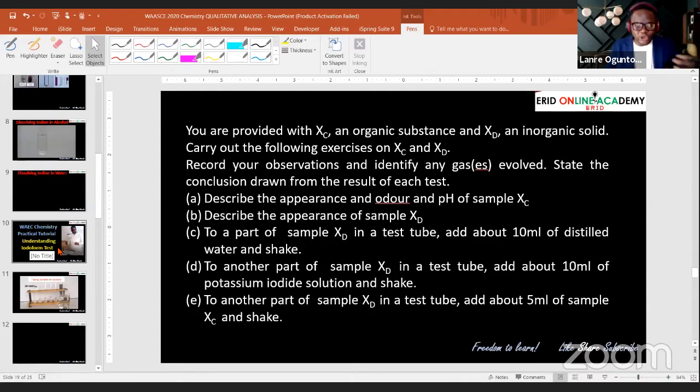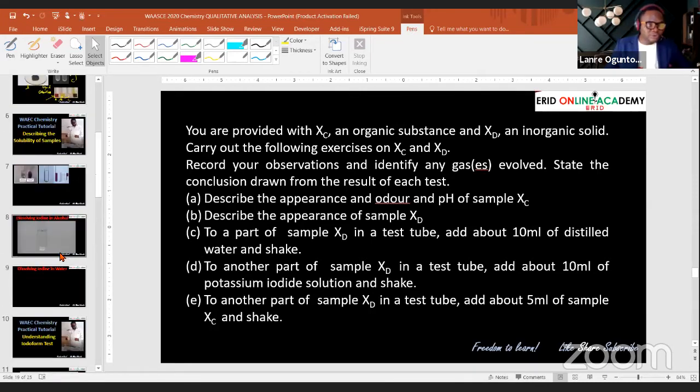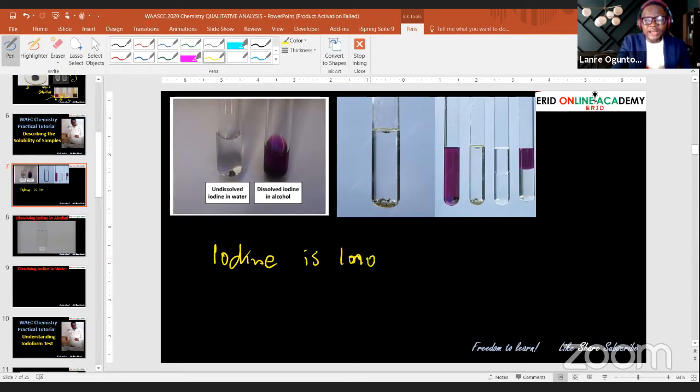then the oxidation of alcohol. When you have to oxidize alcohol, I'll take you through how that will actually look. Okay, so let's look at solubility first. From your theoretical background, you know that iodine is an inorganic element. Yes, that's the right word.